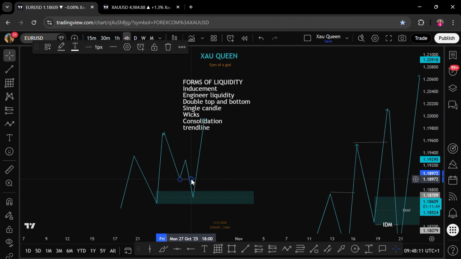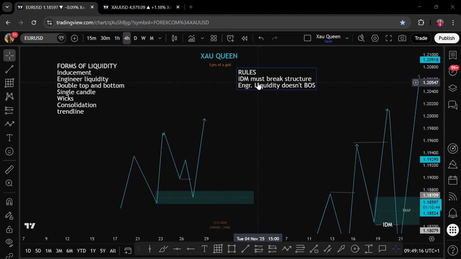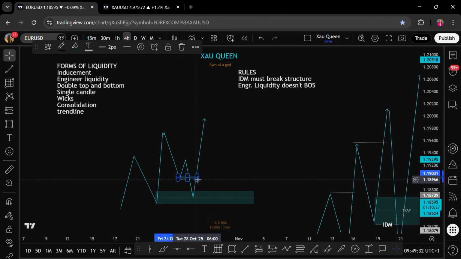Now, this engineer liquidity does not have to break structure. So, the IDM, which is inducement, must break structure. Engineer liquidity doesn't have to break structure. It can even be a single candle, as long as price rejected from that POI and then comes out to sweep it. Remember, for price to reject, it means that people were buying here. And as price is coming, more people want to add more buys, and then price will just take them out and then tap into your POI and then give you a massive push.